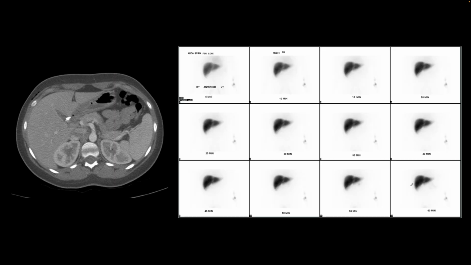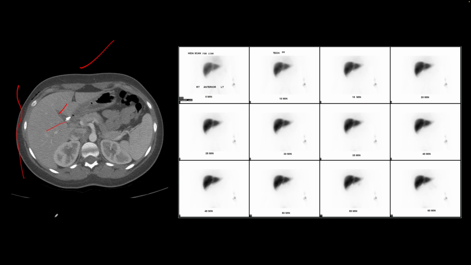Here is our next patient. They underwent laparoscopic cholecystectomy and presented with abdominal pain. Here is a representative image from their CT scan of the abdomen and pelvis, which shows cholecystectomy clips in the right upper quadrant, some free fluid that could be post-surgical, but no evidence of intrahepatic biliary ductal dilatation.